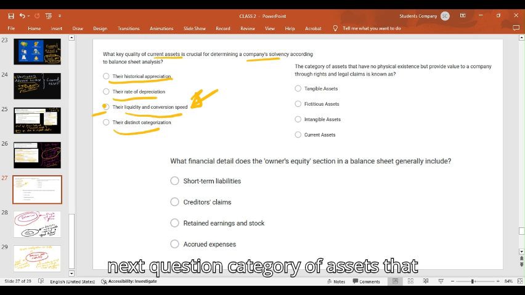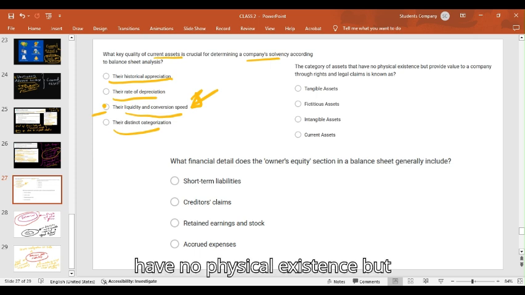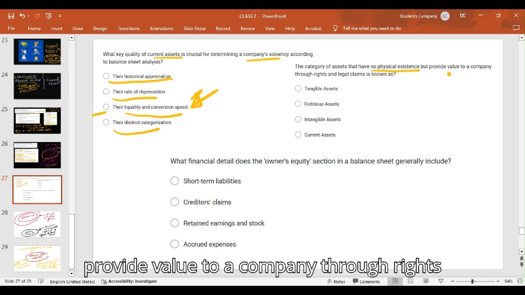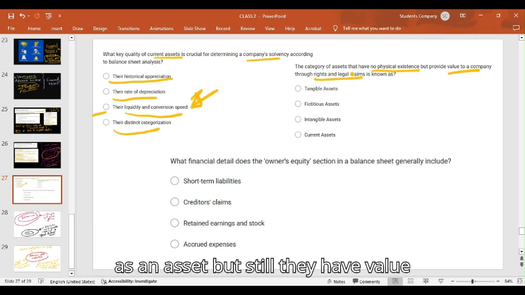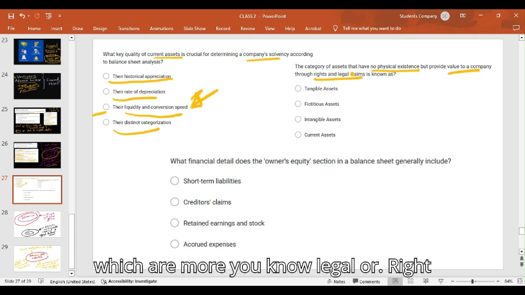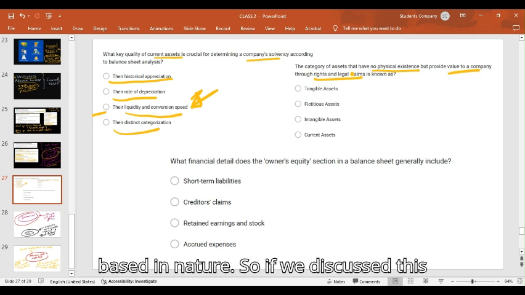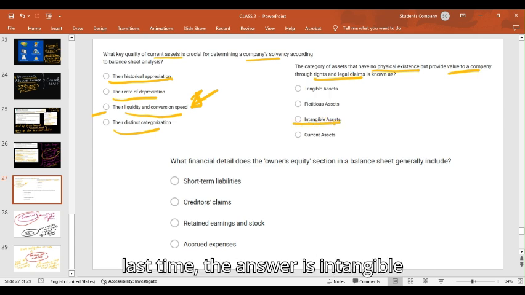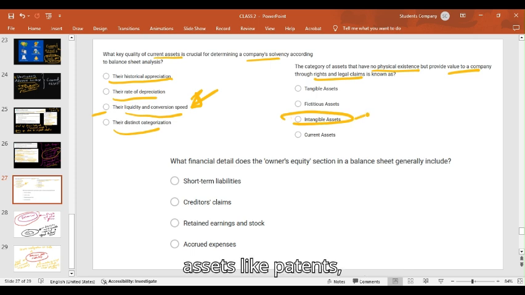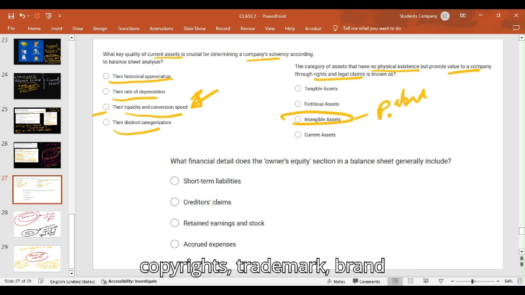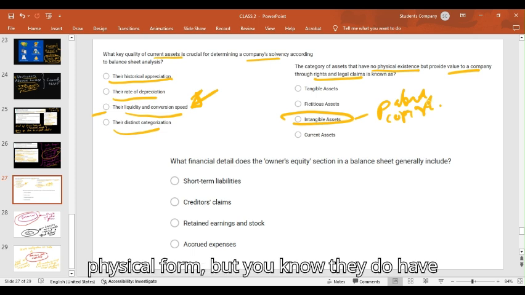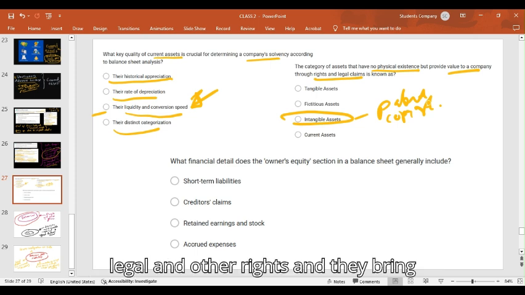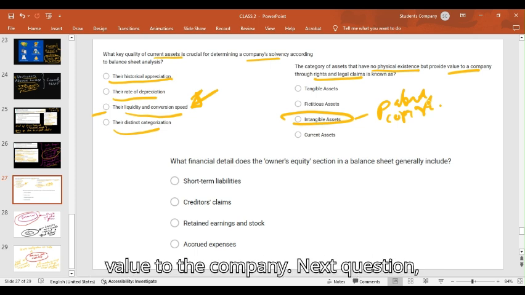Now the next question: category of assets that have no physical existence but provide value to a company through rights and legal claims. You cannot see them as an asset, but still they have value, and they are legal or right based in nature. We discussed this last time. The answer is intangible assets like patents, copyrights, trademarks, brand value, etc., which you cannot see in physical form, but they do have legal and other rights, and they bring value to the company.